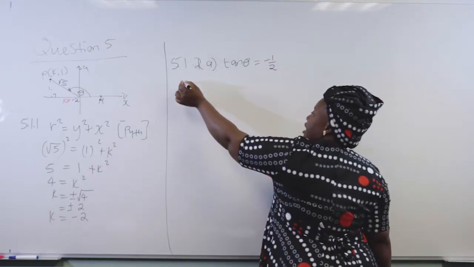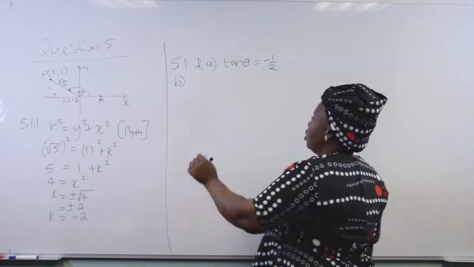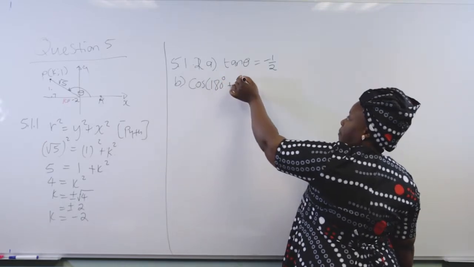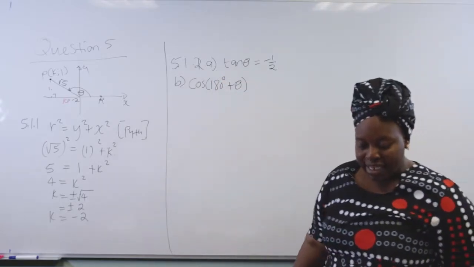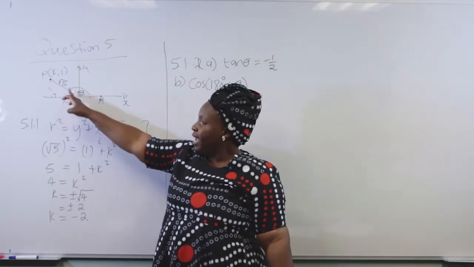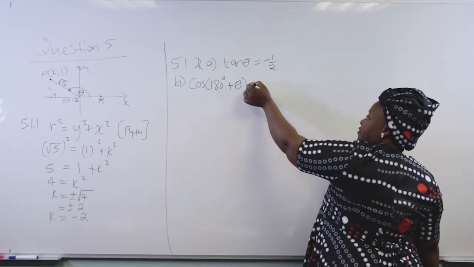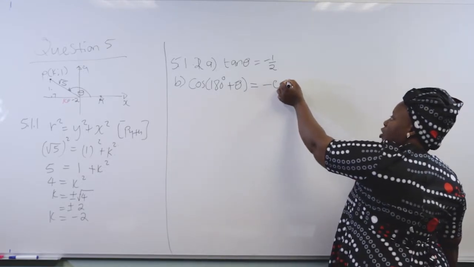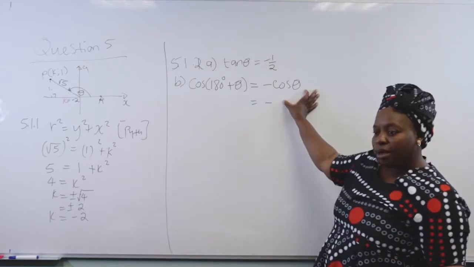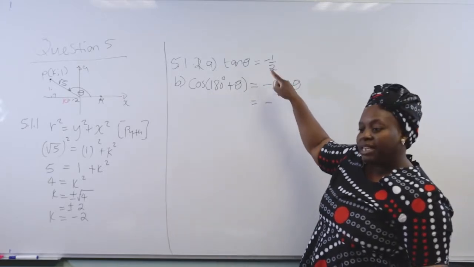Number B says we must calculate the value of cos(180 plus theta). Now, folks, remember 180 plus theta is in the third quadrant. It's here. So we're going to simplify this first by putting a negative cos theta. Remember to keep that negative with you and look for cos theta, because that's what we are talking about now. The 180 plus theta has been represented by the negative.